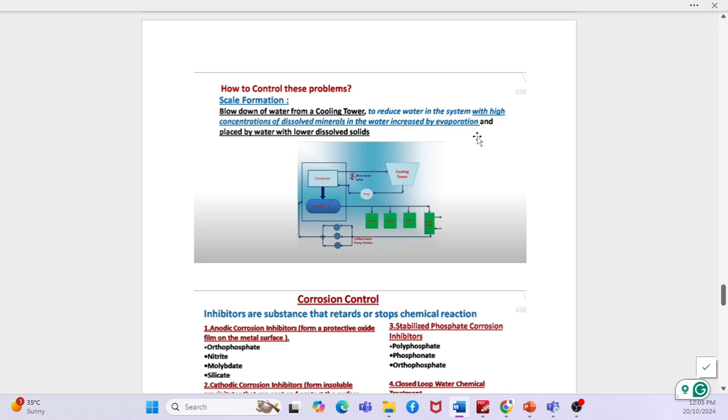Water in the system with a high concentration of dissolved materials, increased by evaporation, is replaced by water with low dissolved solids. Whatever is in the cooling tower has a larger dissolved solid content. So when you do the blow down, you remove the maximum water periodically, then you add fresh water, which has low dissolved solids. So that will not damage the system.